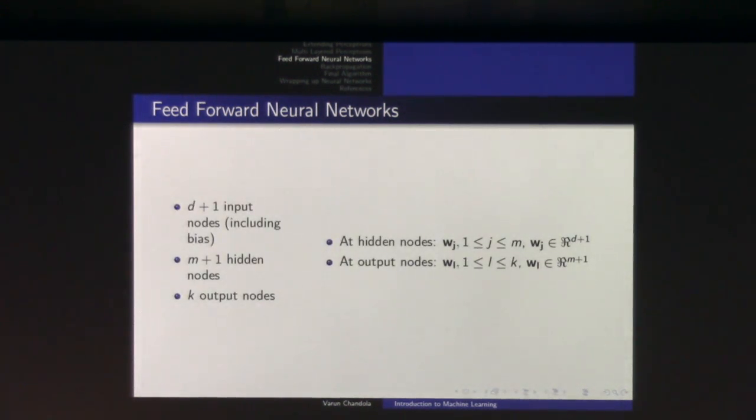All right, again, this is the structure. If you have D attributes in your data, then your input nodes will be D+1 because you have one bias node. And you also add a bias node on your hidden layer as well.